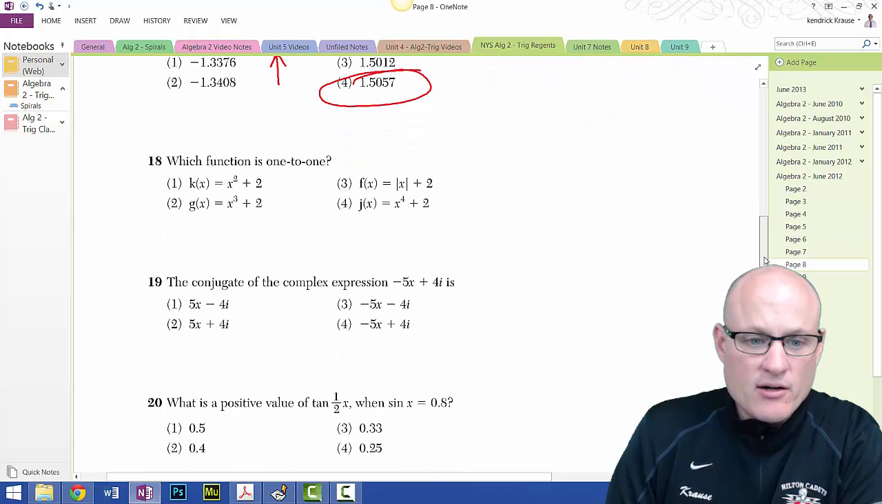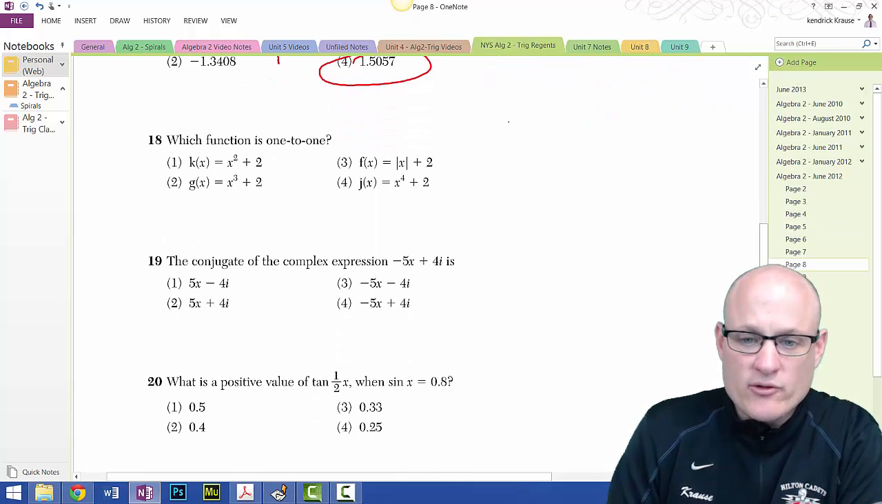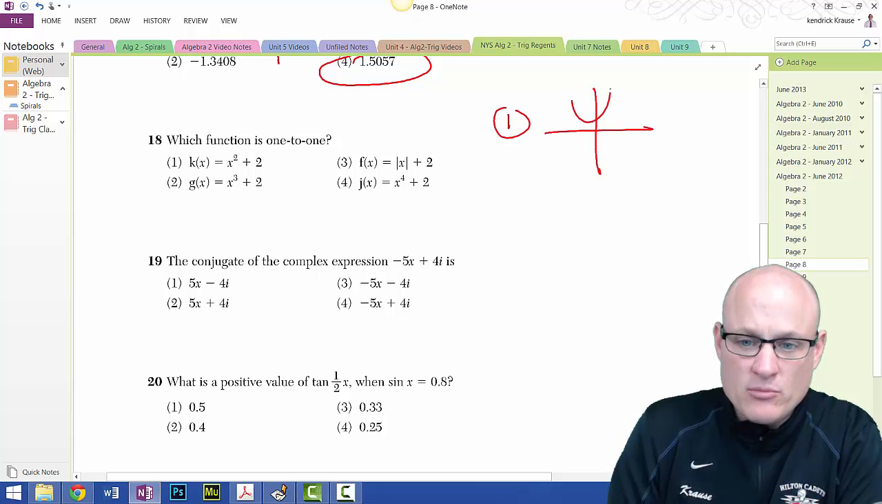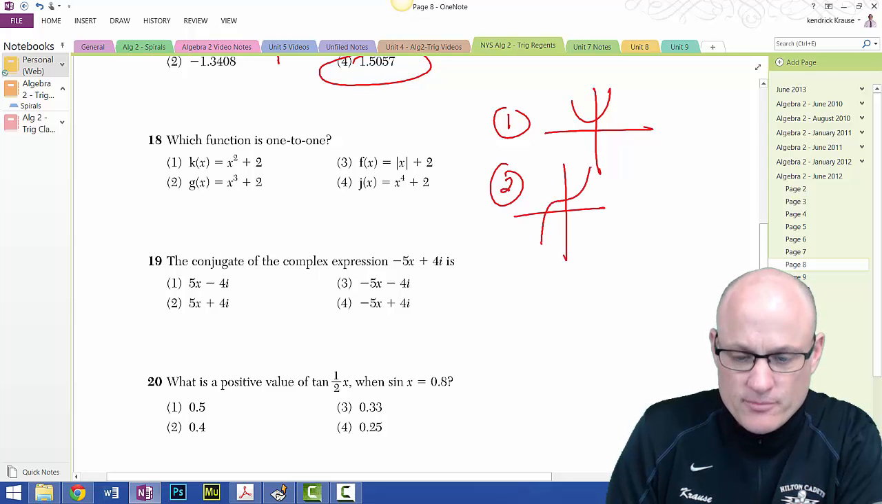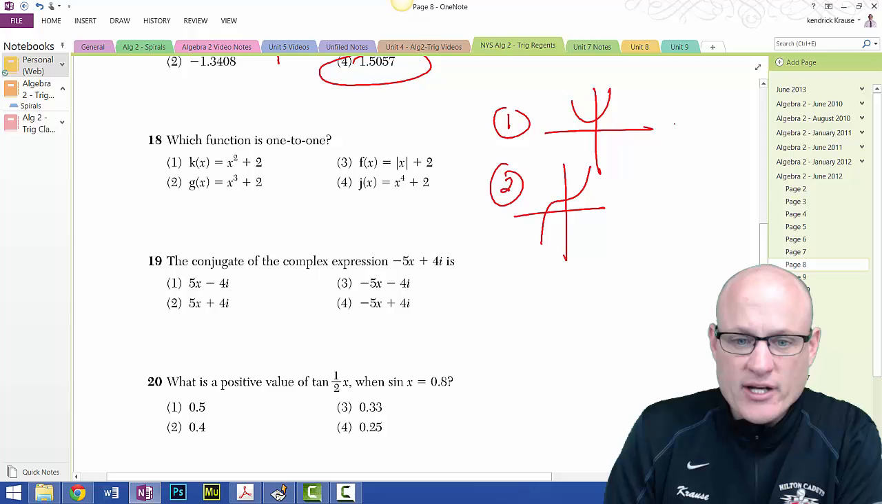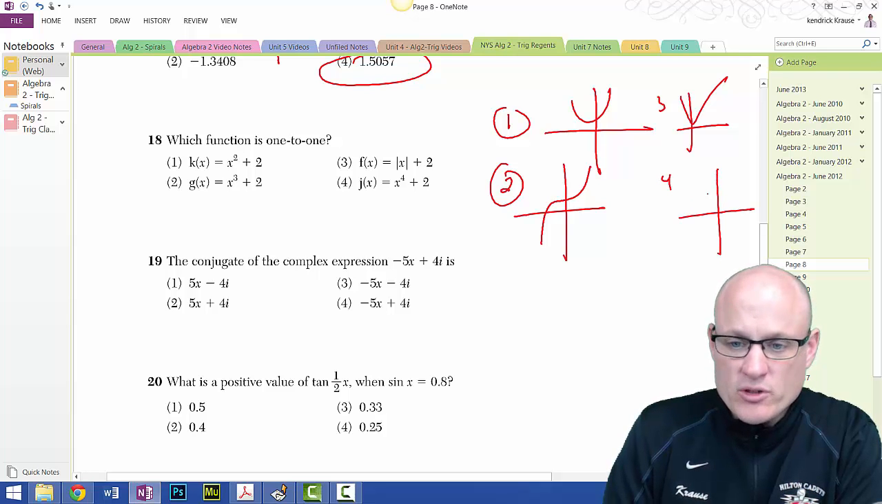Done. All right. Which function is 1 to 1? So let me talk about 1. 1 is a parabola moved up 2 units. Probably not it, because, well, we'll see. 2 is a cubic moved up 2 units. 3 is an absolute value moved up 2 units. 4 is a 4th degree polynomial, probably looks something like that, moved up 2 units.